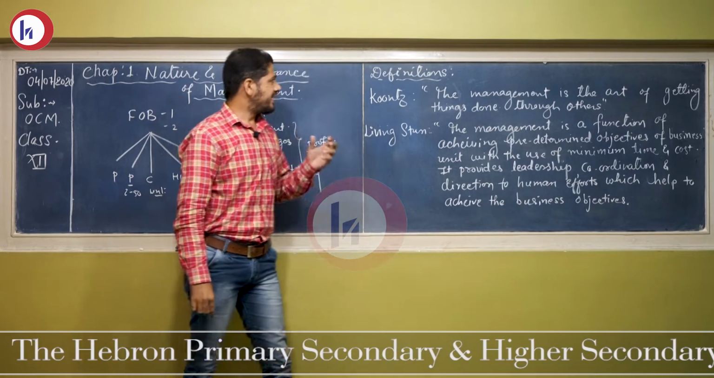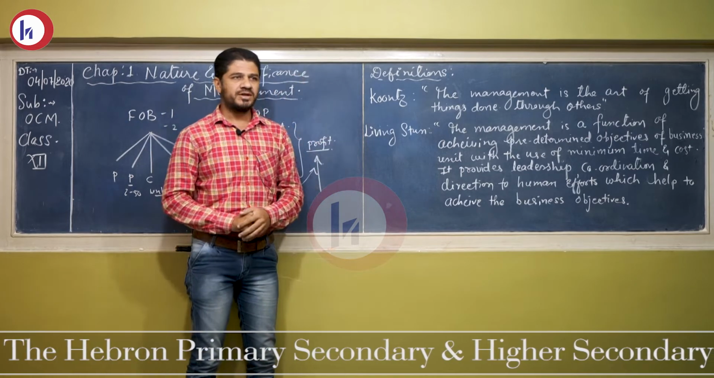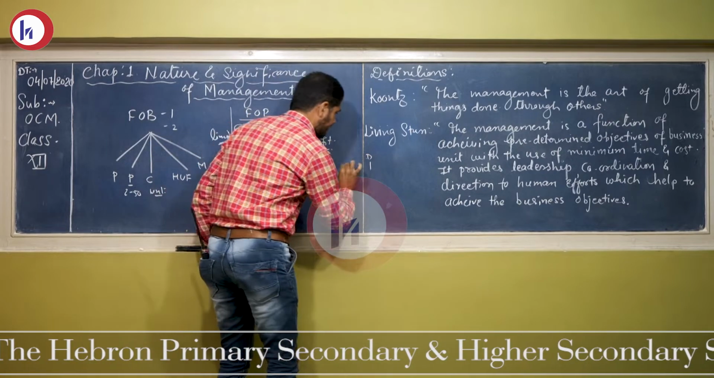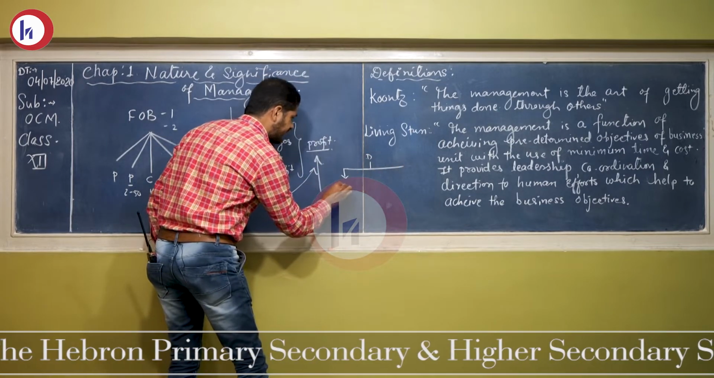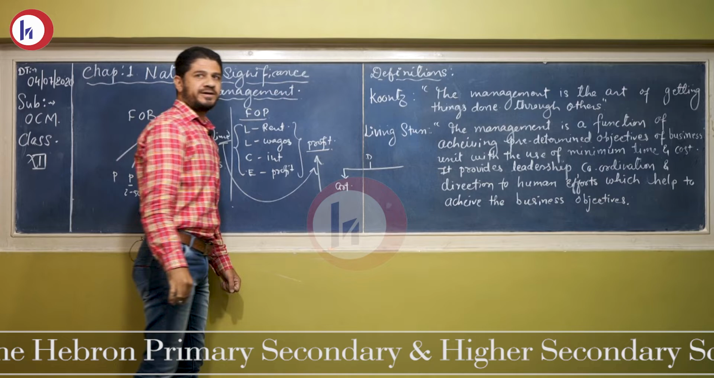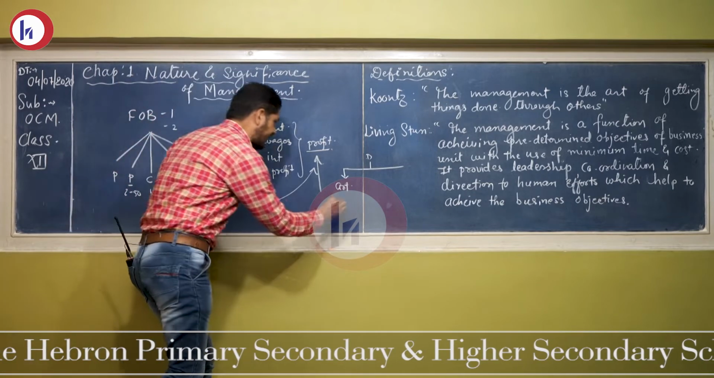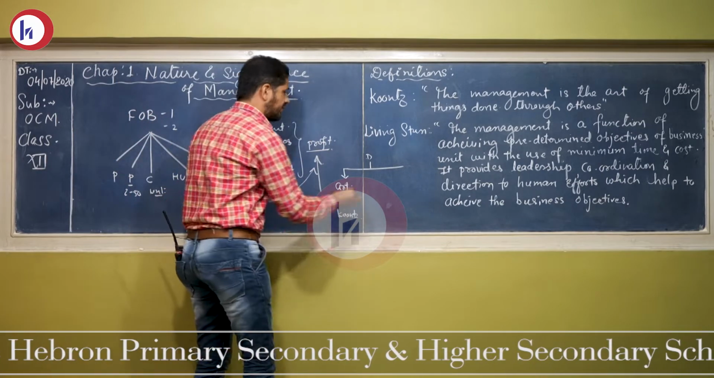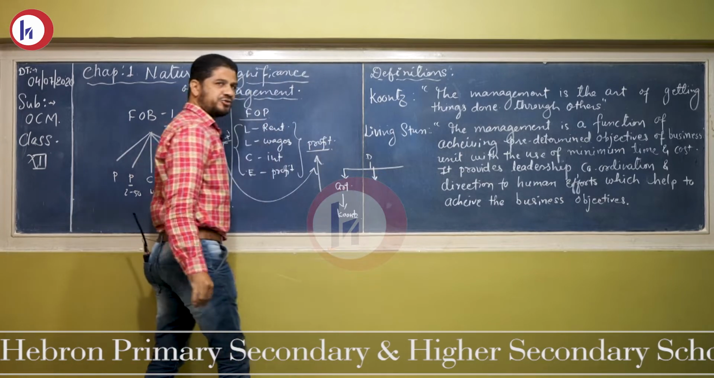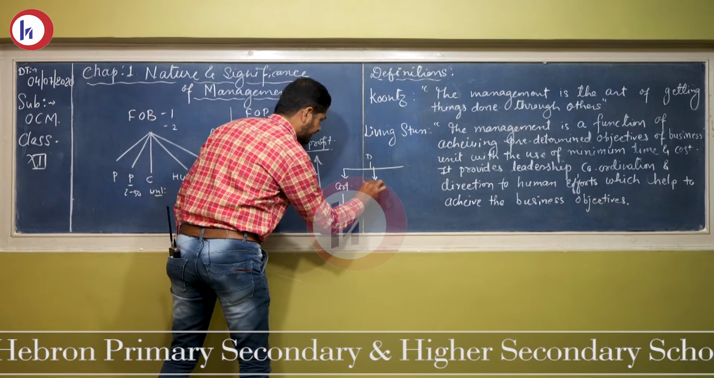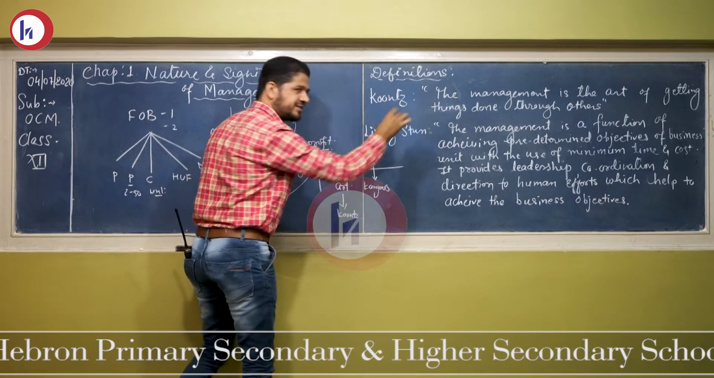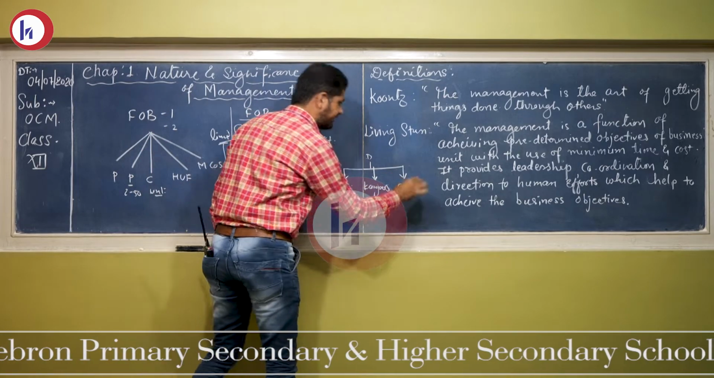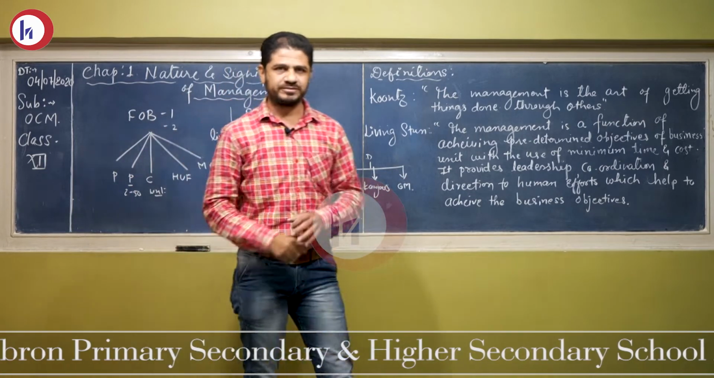Okay friends, let's come to the definition. We have 3 different definitions. The first definition is based on art. It is given by Koontz and O'Donnell. The second definition, I should say, is a conjunct definition. How? We will discuss it. And number 3 is a 6M definition. We will also learn it in this lecture.